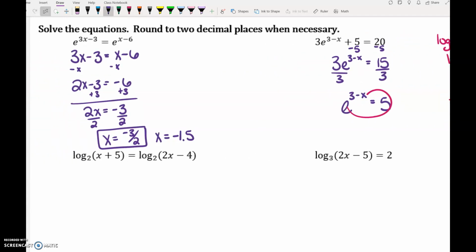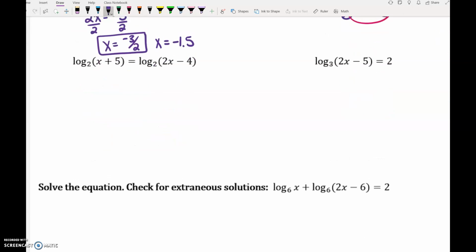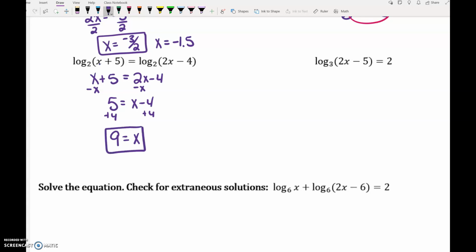The next equation is 2 logs, log on each side. So we have x plus 5 equals 2x minus 4. Subtract x on both sides. Add 4. I get x equals 9. And because we started with a log equation, I am going to check 9 plus 5 is a positive number. 2 times 9 is 18. 18 minus 4 is definitely still going to be positive. So that answer should be fine.